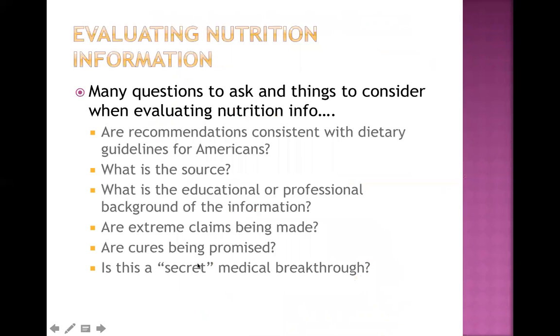Looking at nutrition information. As some of your assignments in this class come up, you are going to have to be evaluating nutrition information. And you can find nutrition information really anywhere these days. Magazines, newspapers, online, books, journals, the doctor's office, your friends, your teachers, wherever. It's everywhere. TV shows, it's all over TV. But you really want to learn how to be a good evaluator and sort out the misinformation or the pseudoscience or the weak science from the strong science and the good evidence.